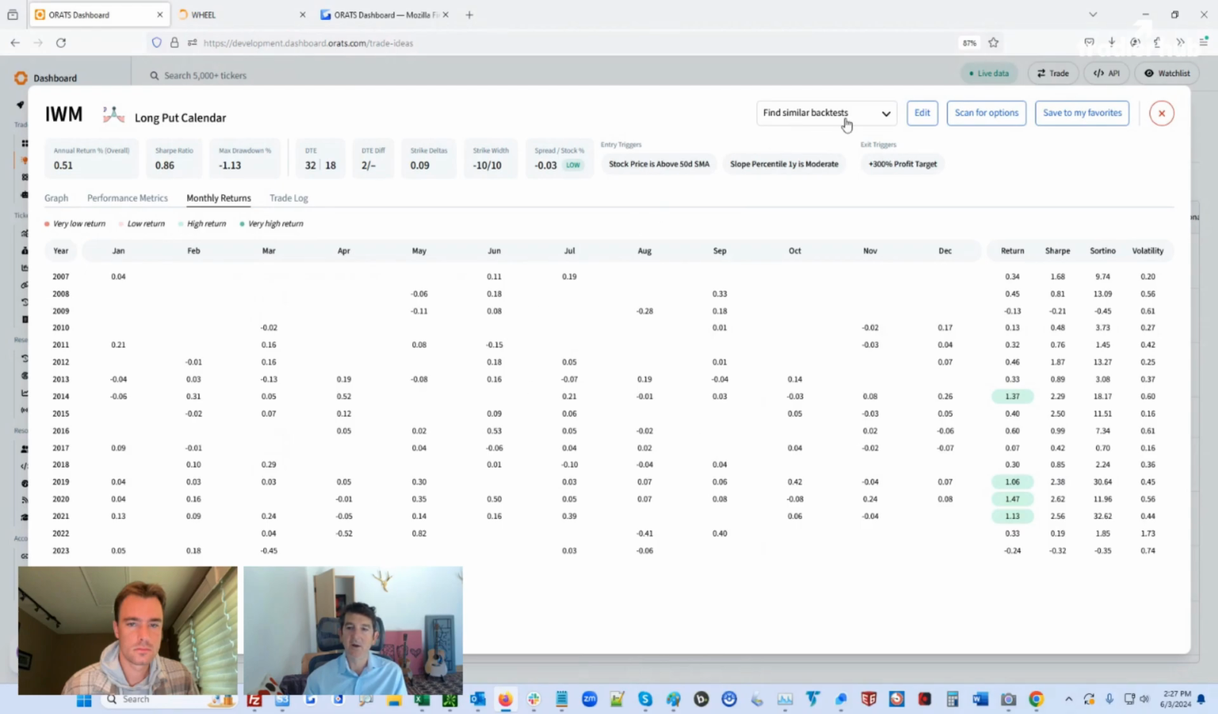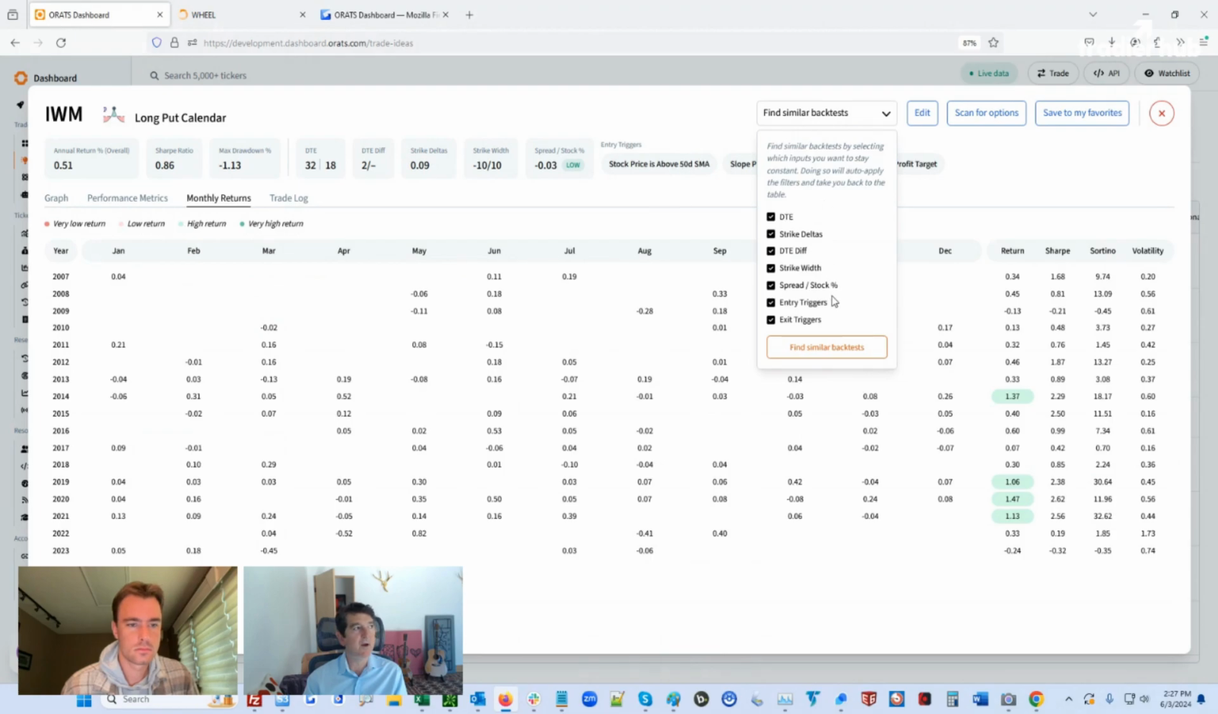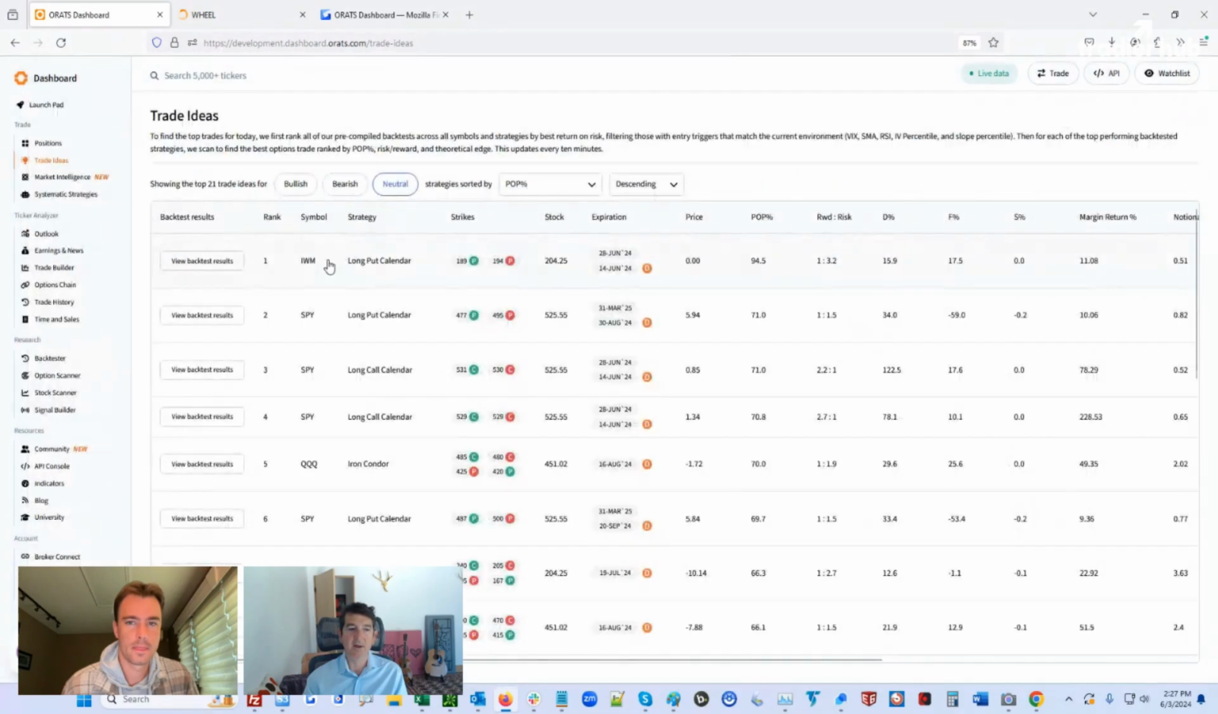And again, a good thing to do is to find similar backtests. Even backtests with different tickers is good to look at too. So that's a great update that we've done here, Tyler.